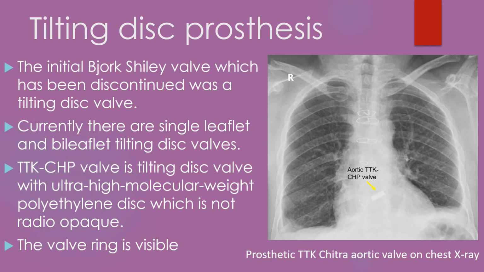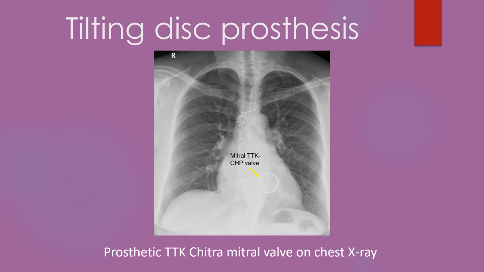The initial Bjork-Shiley valve, which has been discontinued, was a tilting disc valve. Currently, there are single leaflet and bileaflet tilting disc valves. TTK Chitra valve is a tilting disc valve with an ultra high molecular weight polythene disc, which is not radiopaque. The valve ring is visible. Here it is seen on the chest X-ray. This chest X-ray shows a prosthetic TTK Chitra mitral valve. Only the ring of the valve is visible.